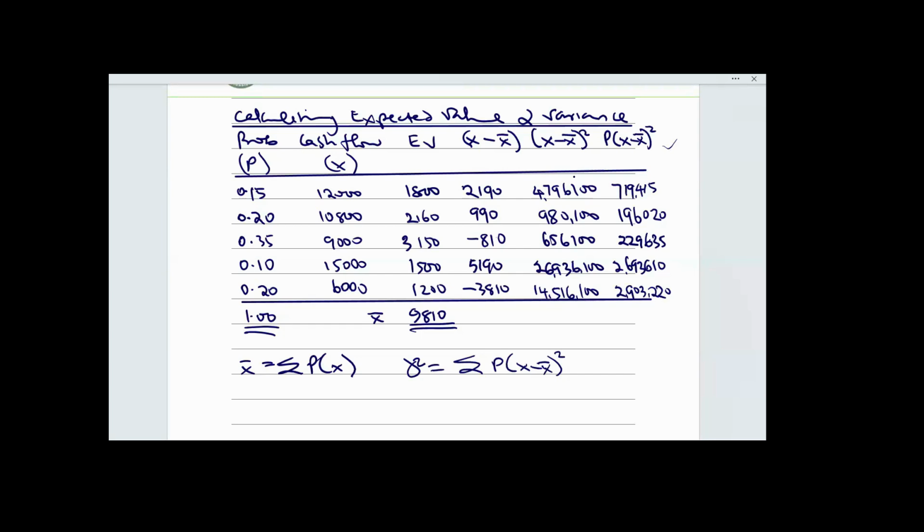Therefore, you add up the last column. What do you have there? That's the variance. 6,741,900. So that represents the variance. So all these ones are just workings.